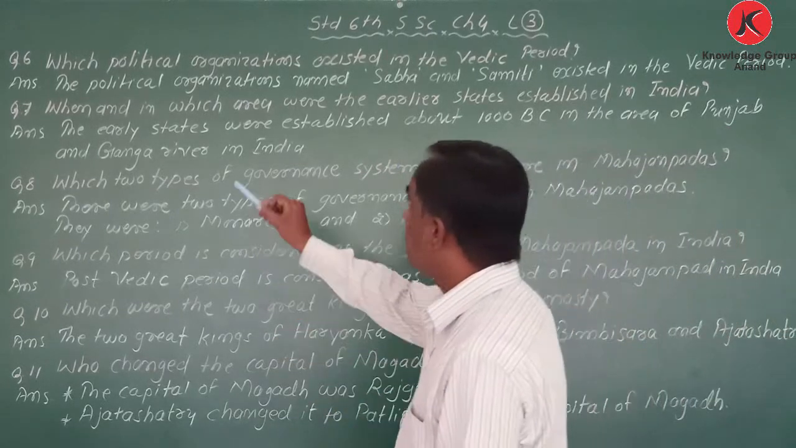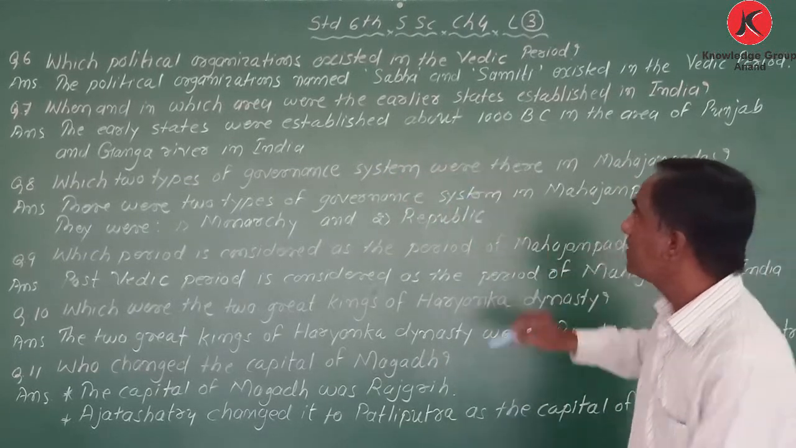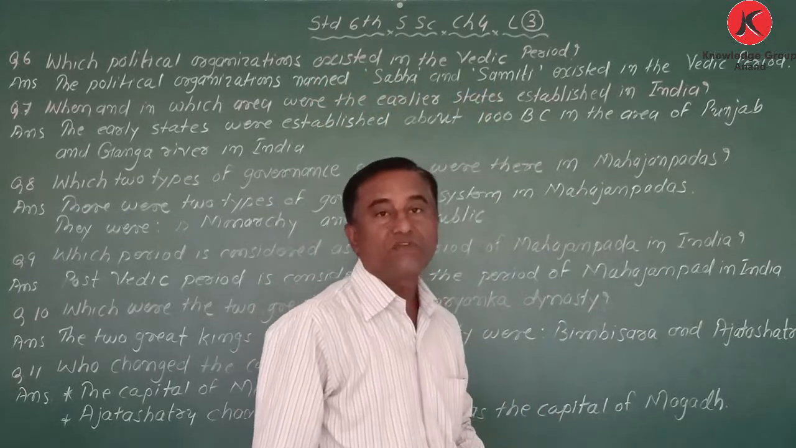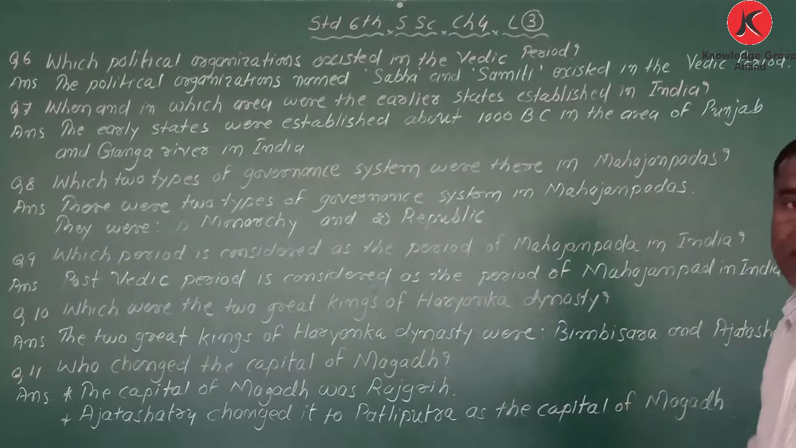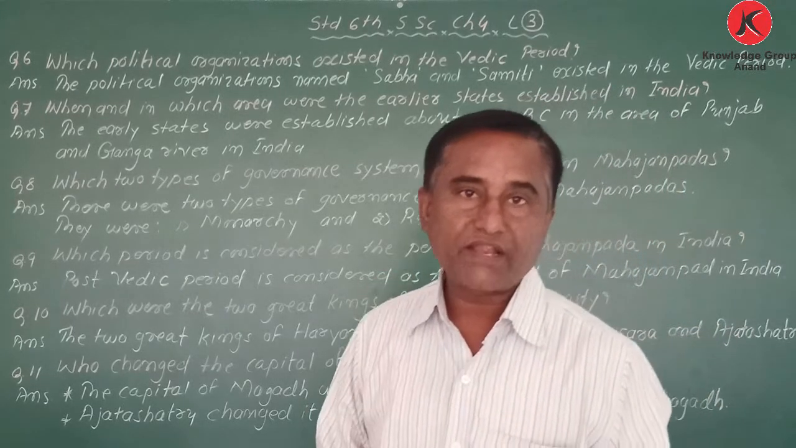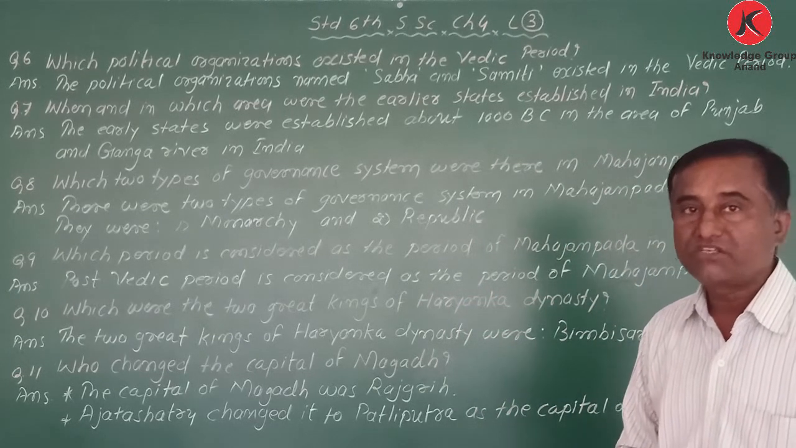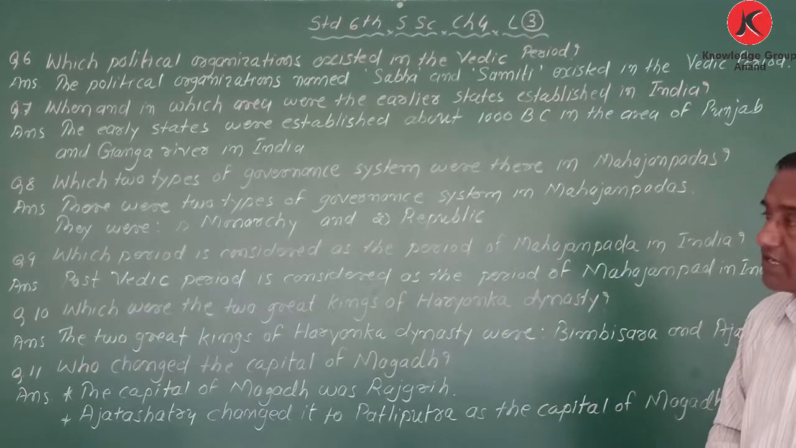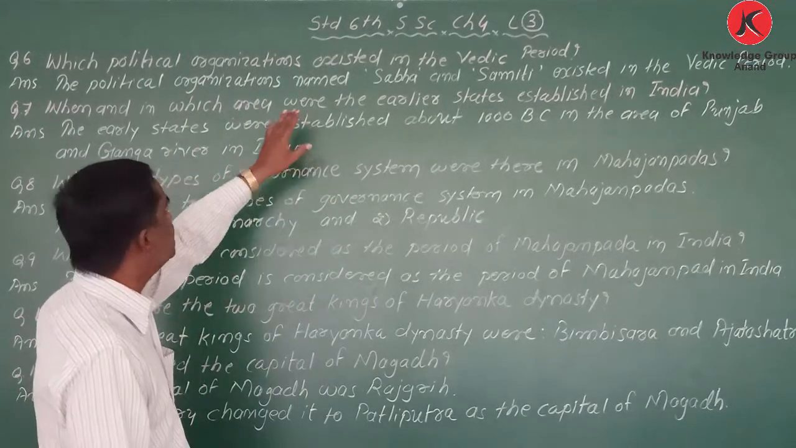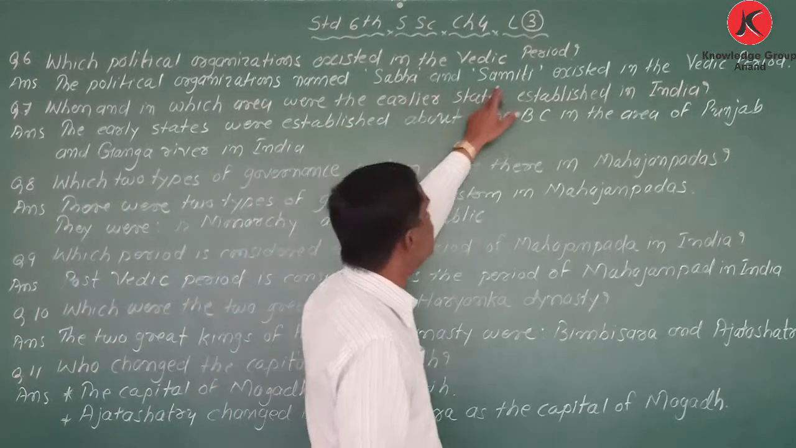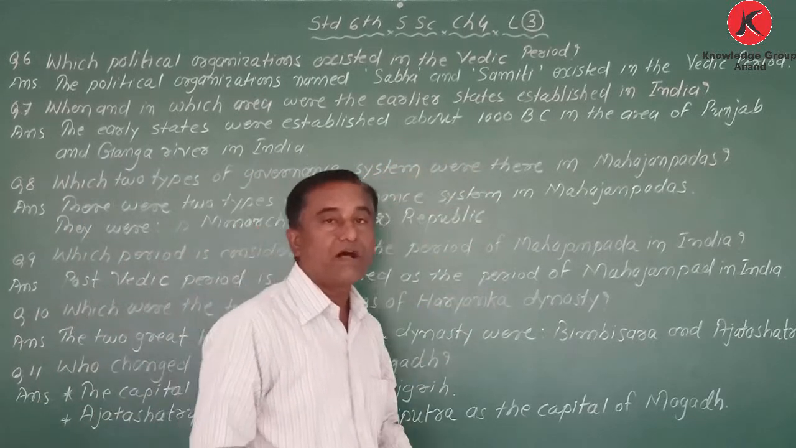My next question is: which political organizations existed in the Vedic period? In the textbook, in the first paragraph, the last two lines say that institutions like Sabha and Samiti existed. So the answer: the political organizations named Sabha and Samiti existed in the Vedic period. Which were they? Sabha and Samiti.